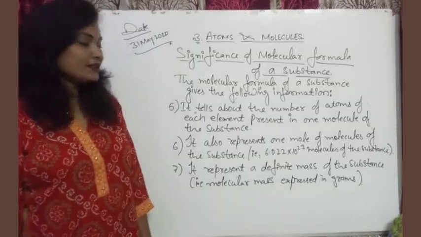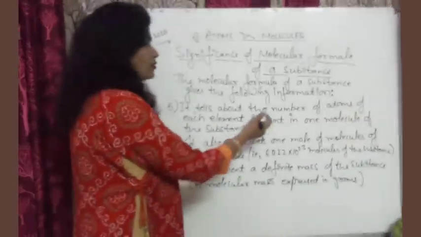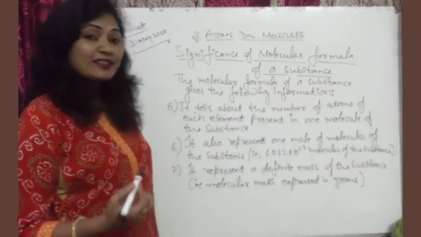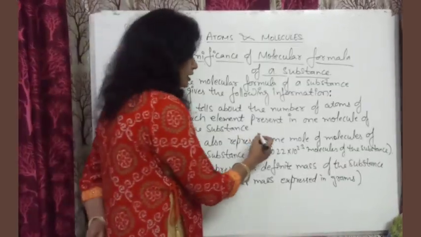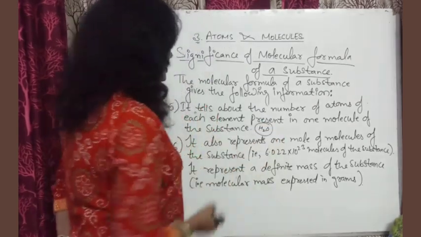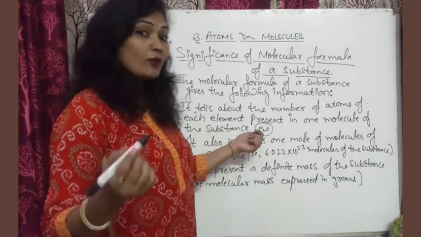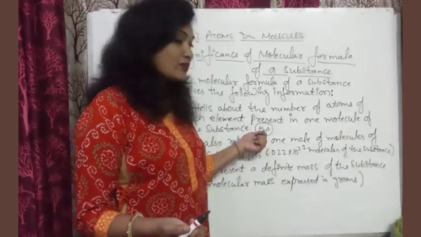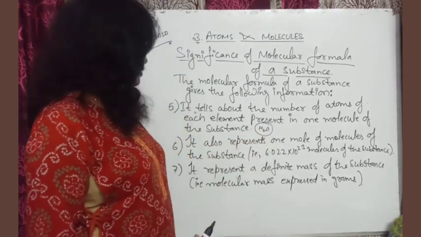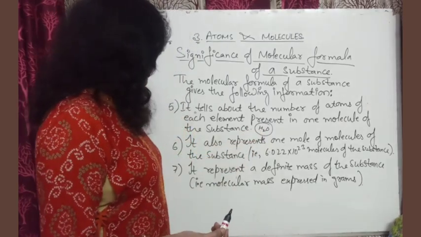Now next, it tells about the number of atoms of each element present in one molecule of the substance. If we take the example of water, which I have already told you, how many atoms are present? 2 atoms of hydrogen and 1 atom of oxygen are present in this substance.